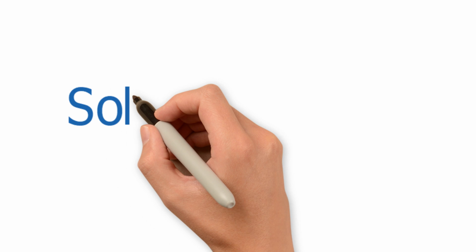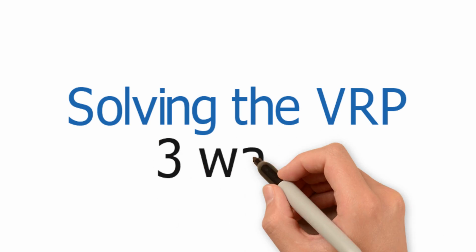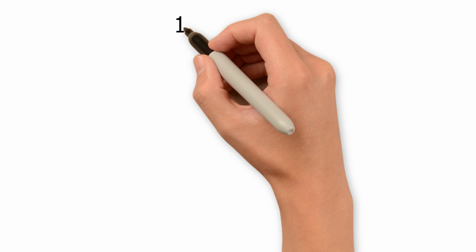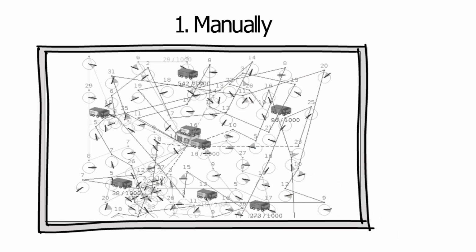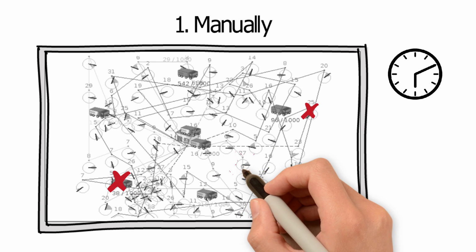So, how can we solve vehicle routing problem? There are three ways to do so. First way is manually. Given all the constraints presented, this is absolutely the least effective way. This method will take you hours and hours to solve, given that you do every calculation right.